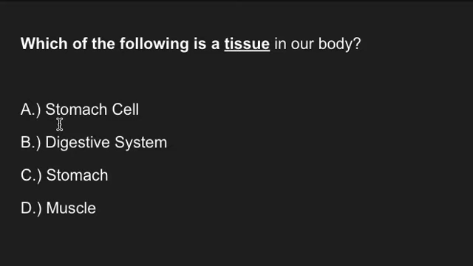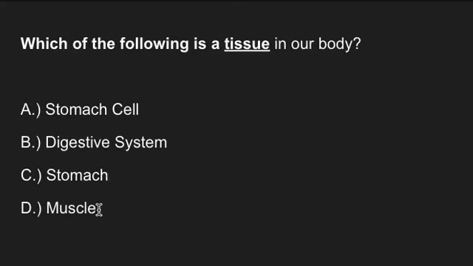We can also cross out B. Digestive system, because it has the word system in it, you can identify that the digestive system is an organ system, which is not a tissue. Now we just have to decide between stomach and muscle. The difference between these 2 is small but important. The stomach is an organ. The stomach has one job. It's to digest food. When it's specialized like that, that is an organ.